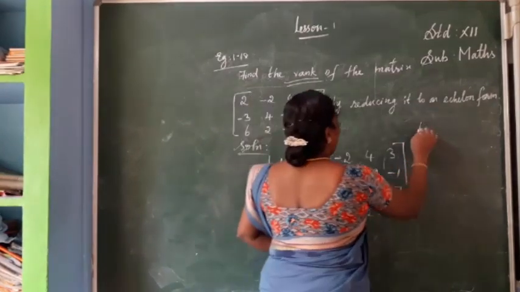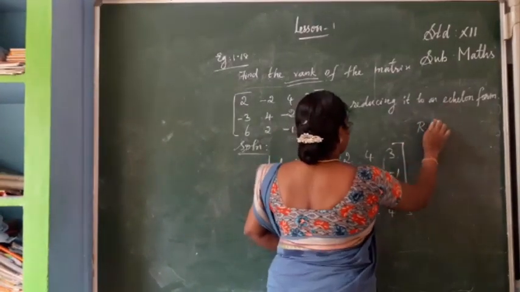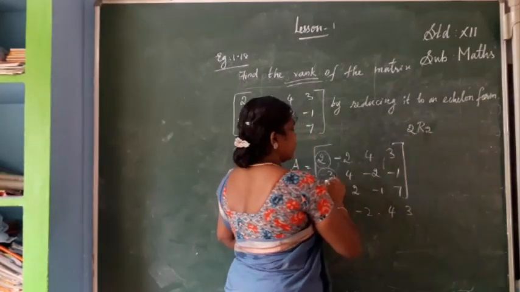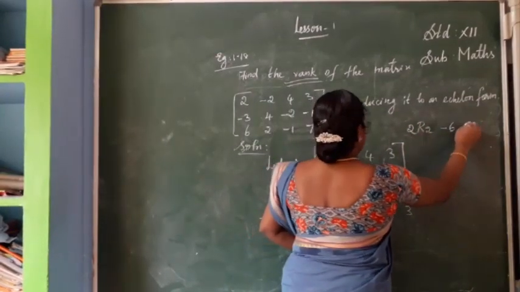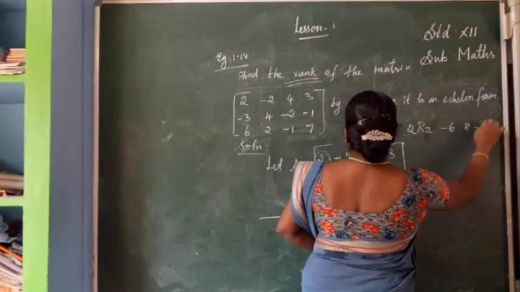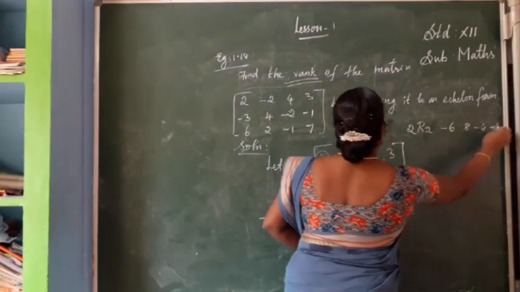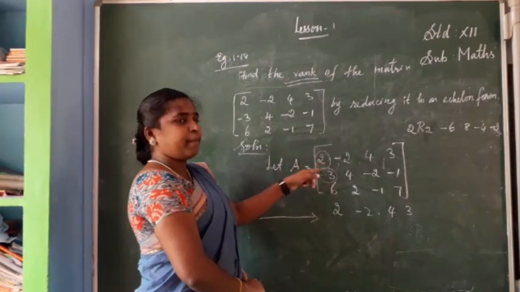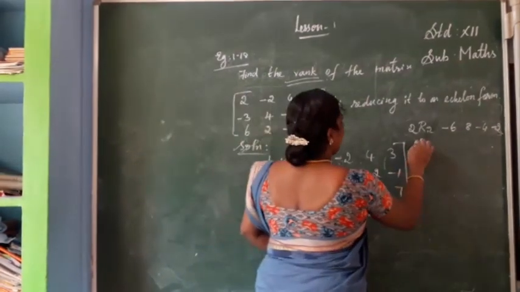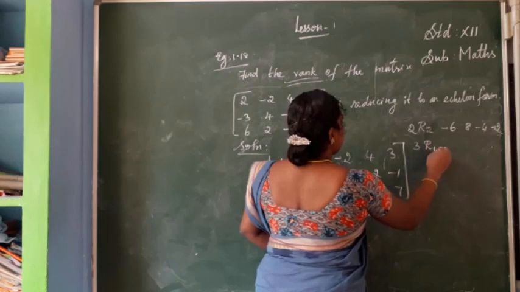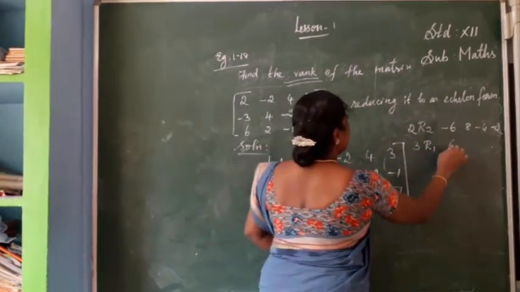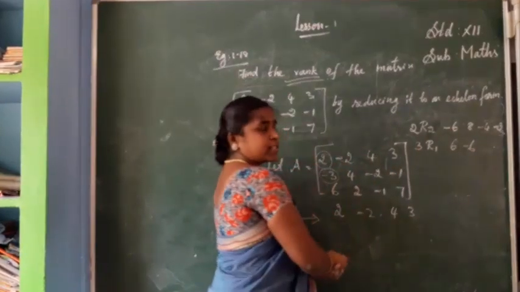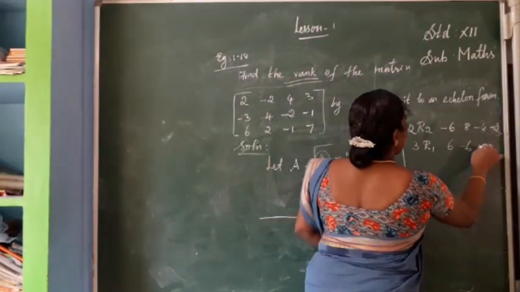So R2, I am going to multiply by 2. Then what do you get? Minus 6, 8, minus 4, minus 2. Then the first row you have to multiply by 3. Then only you get the same element. So 3 into R1: 3 2s are 6, 3 into minus 2, minus 6, 3 4s are 12, 3 3s are 9.